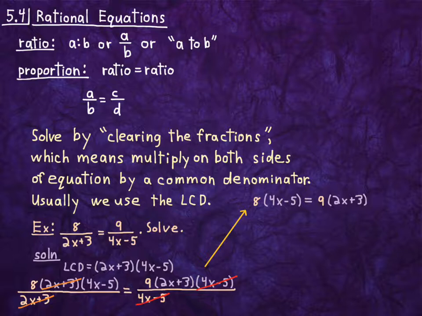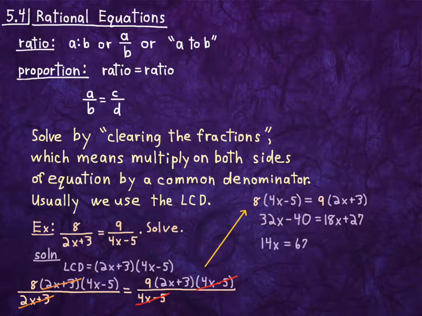So I rewrote it very carefully, just because it was kind of messy looking, making sure that I wrote down everything that's left. Sometimes people miss a factor because it gets messy. This one's not too bad though. And distribute the 8. We get 32x minus 40 equals 18x plus 27. Just make sure you distribute it all the way across on each one. The 8 and the 9.